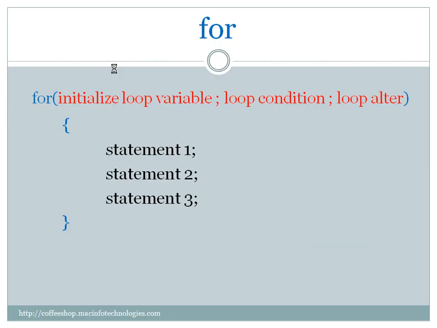So the syntax of the for loop is we have a for keyword followed with a bracket. We have a statement to initialize the loop variable, a statement to check the loop condition, and a loop altering statement. We have three different statements and the bracket is closed. After that we have curly braces. Inside the curly braces we can have one or more than one statement.